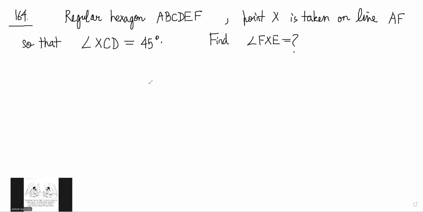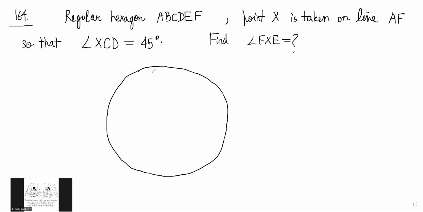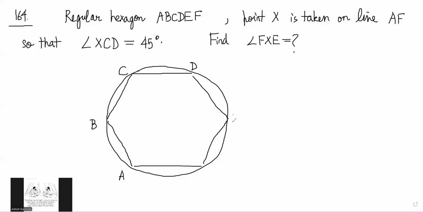So a regular hexagon is there, so generally it is going to lie on a circle. You can draw the circle first, and it will be like this, right? This is your typical regular hexagon. You should know that all the sides are equal and all the angles are equal. So if you label it A, B, C, D, E, F. Now point X is taken on the line AF in such a way that X is taken here, so that XCD is equal to 45.